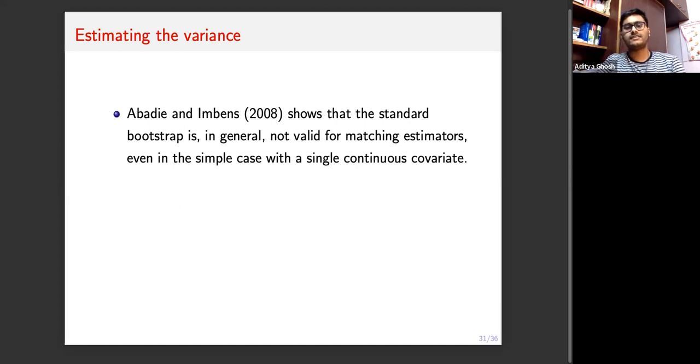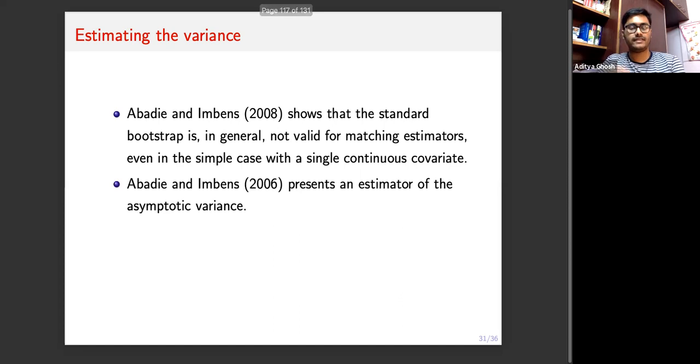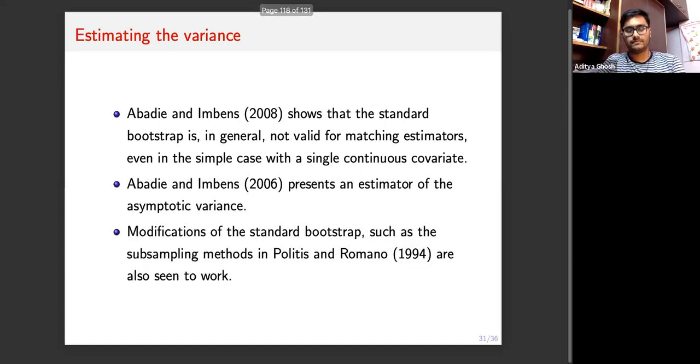However, their 2006 paper actually gives an ad hoc estimator for estimating the limiting variance, the asymptotic variance. And there are some other approaches, like modifications of the standard bootstrap, such as subsampling methods in Romano and Politis, their 1994 paper. So these are some options for estimating the variance.